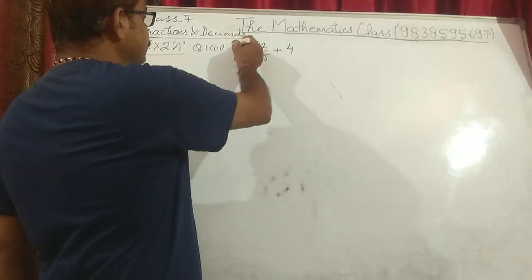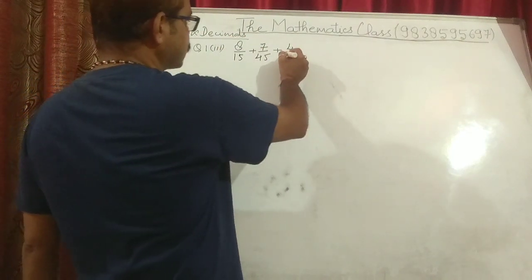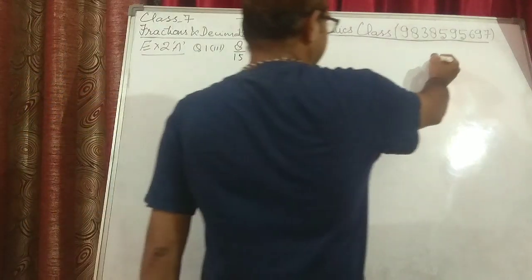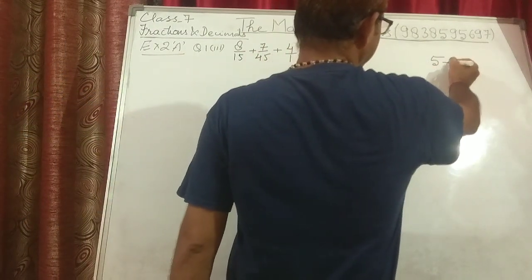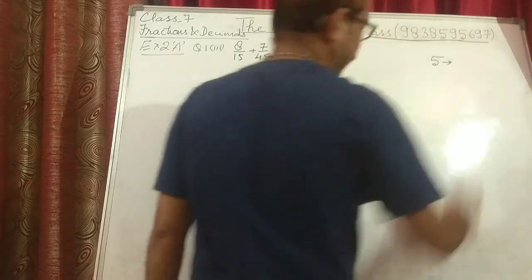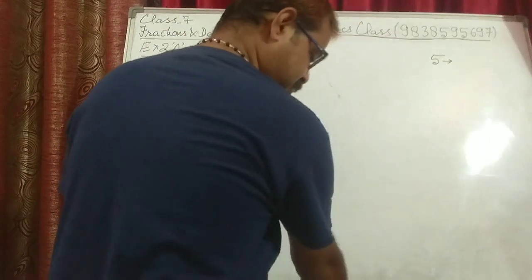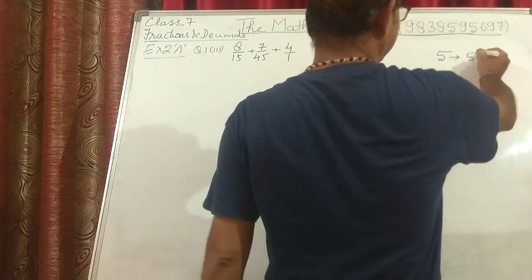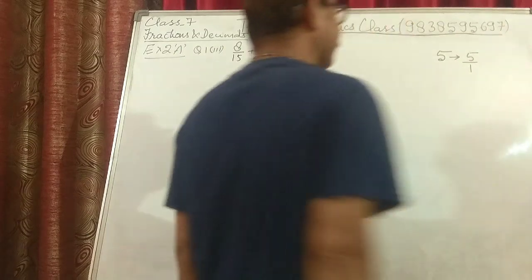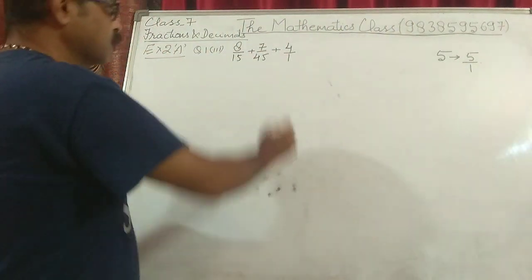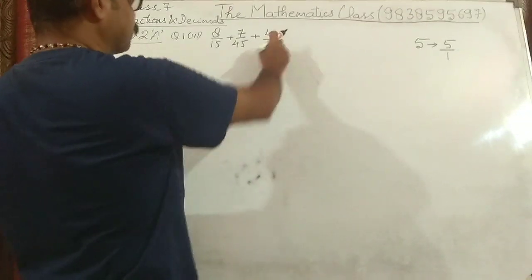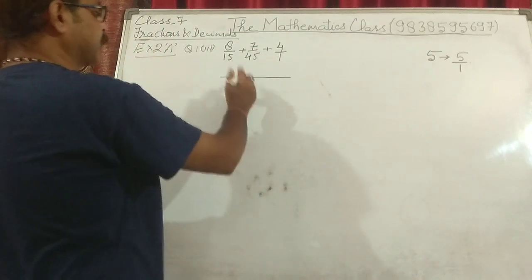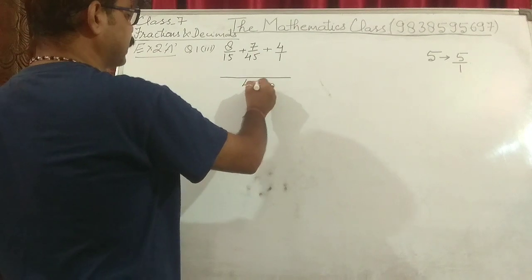Now out of this, 4 can be written as 4 upon 1. Because if you write 5 in fraction form, 5 means numerator is 5 and denominator is 1. So I have written 4 as 4 upon 1. Now what we do, we take the LCM. LCM of 15 and 45 will be 45.